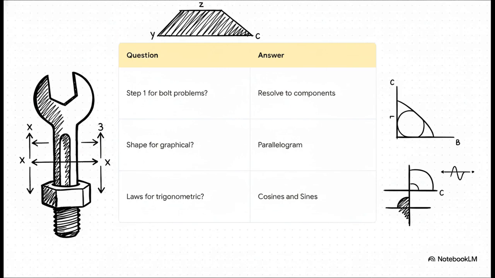Awesome work keeping up with all this math. Let's hit our final knowledge check for today. What is step 1 for complex bolt problems? You always resolve every force into rectangular components first. Next, what geometric shape is drawn to scale in a graphical solution? That'd be a parallelogram. And lastly, which specific mathematical laws are used in the trigonometric solution? You'll need the law of cosines and the law of sines.